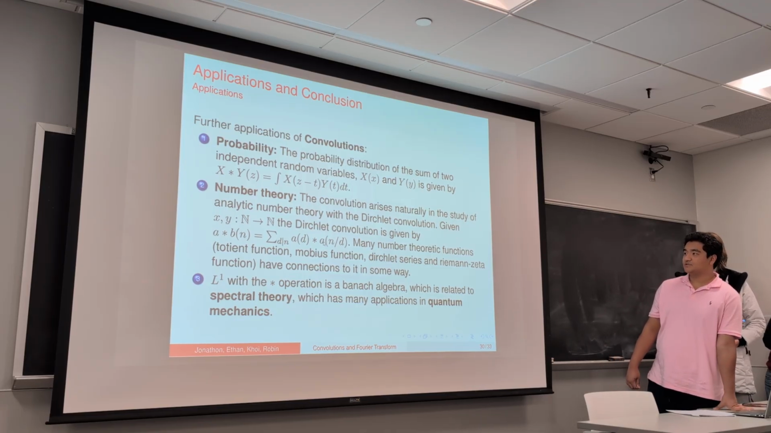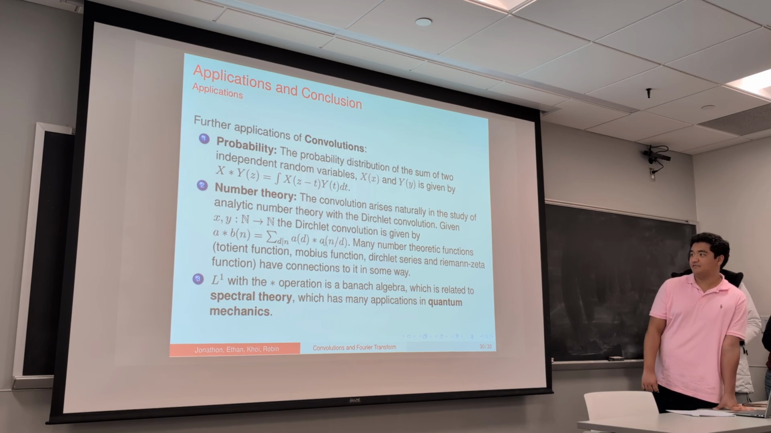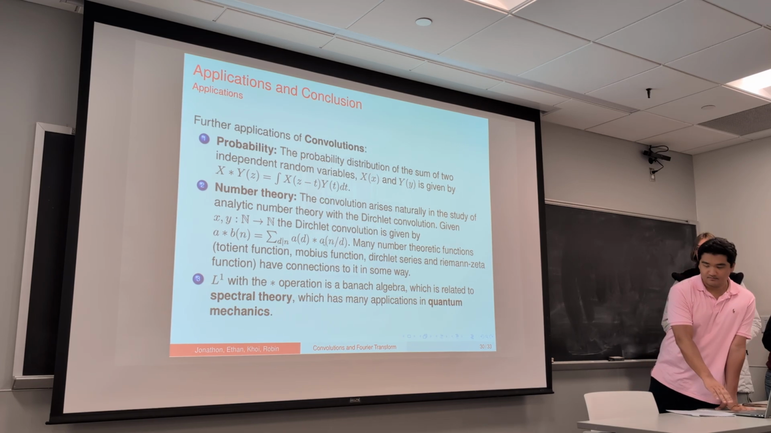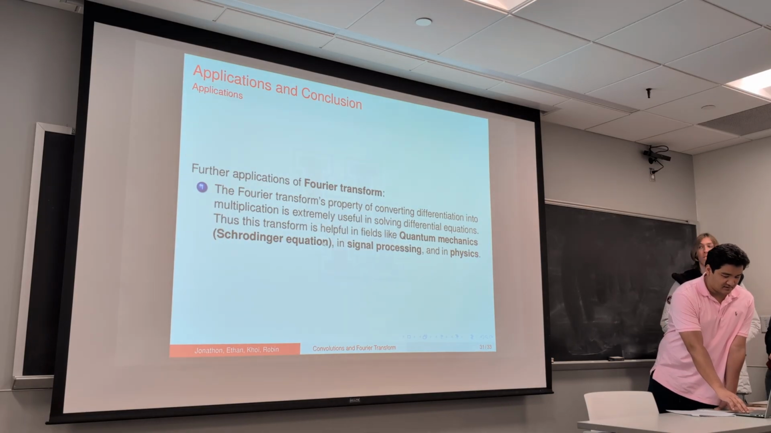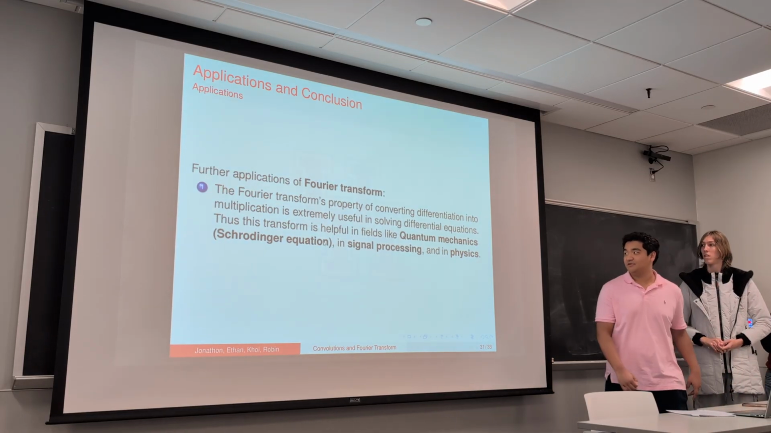A lot of the results in analytic number theory have to do with this convolution in some way. So the Tau function, which is the number of divisors, the Mobius function, and Dirichlet series all have important connections.